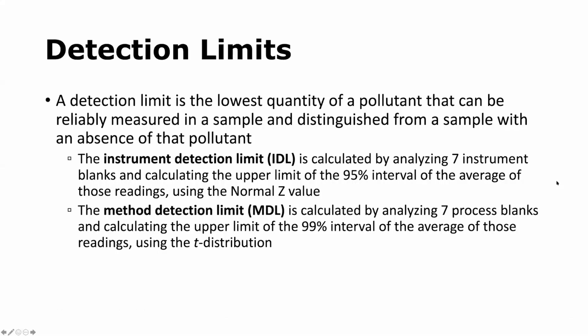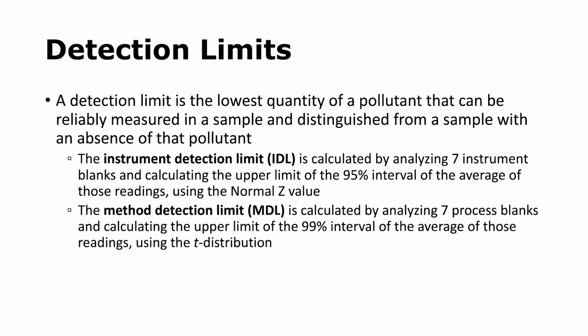All right. Now let's talk about detection limits. A detection limit is defined as the lowest quantity of a pollutant that can be reliably measured in a sample and distinguished from a sample with an absence of that pollutant. So we have two different types of detection limits that can be calculated. The first is an instrument detection limit.